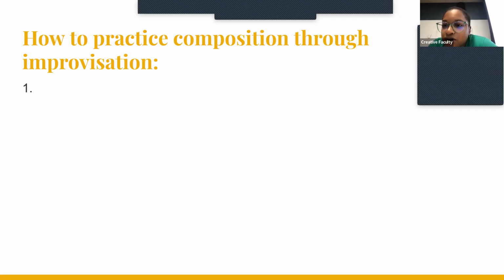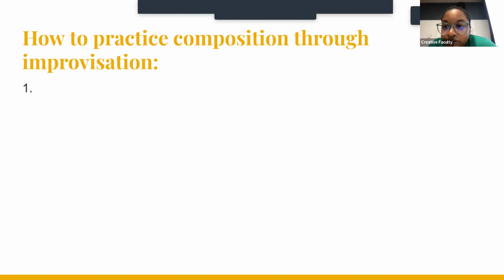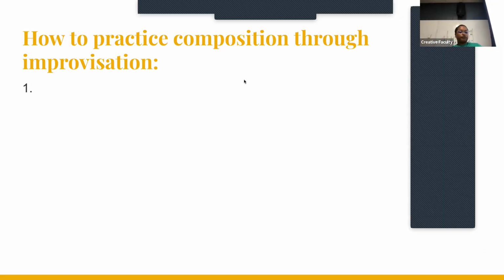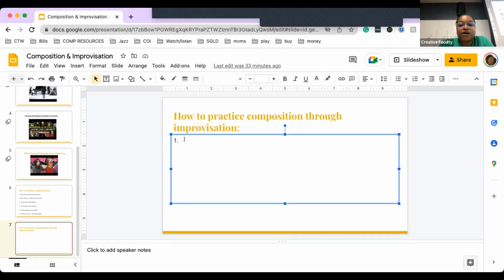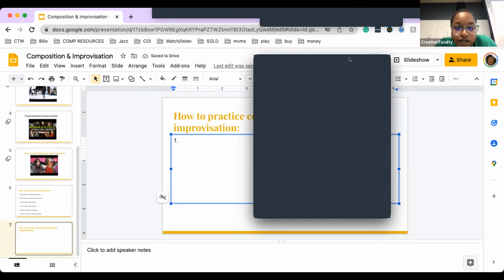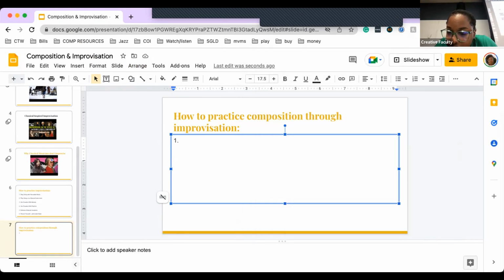Okay. So now what I would like to do is we're going to create a list of what you all think are some ways that you could practice composition through improvisation or improvisation through composition. So you can answer the question directly or just share an insight, something that you learned about composition and improvisation through this session. So everybody is going to share something. There are 8 of us, 7 of us.